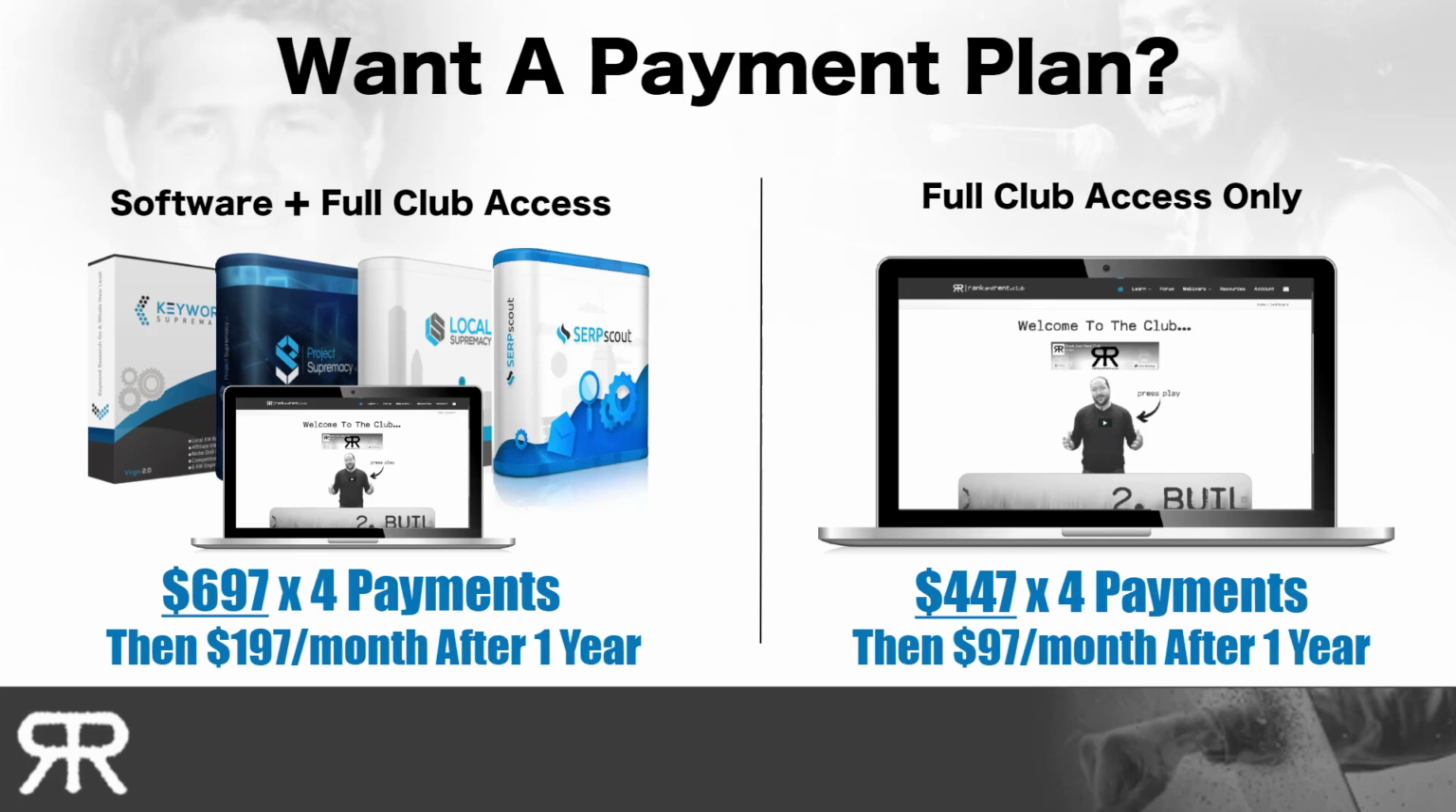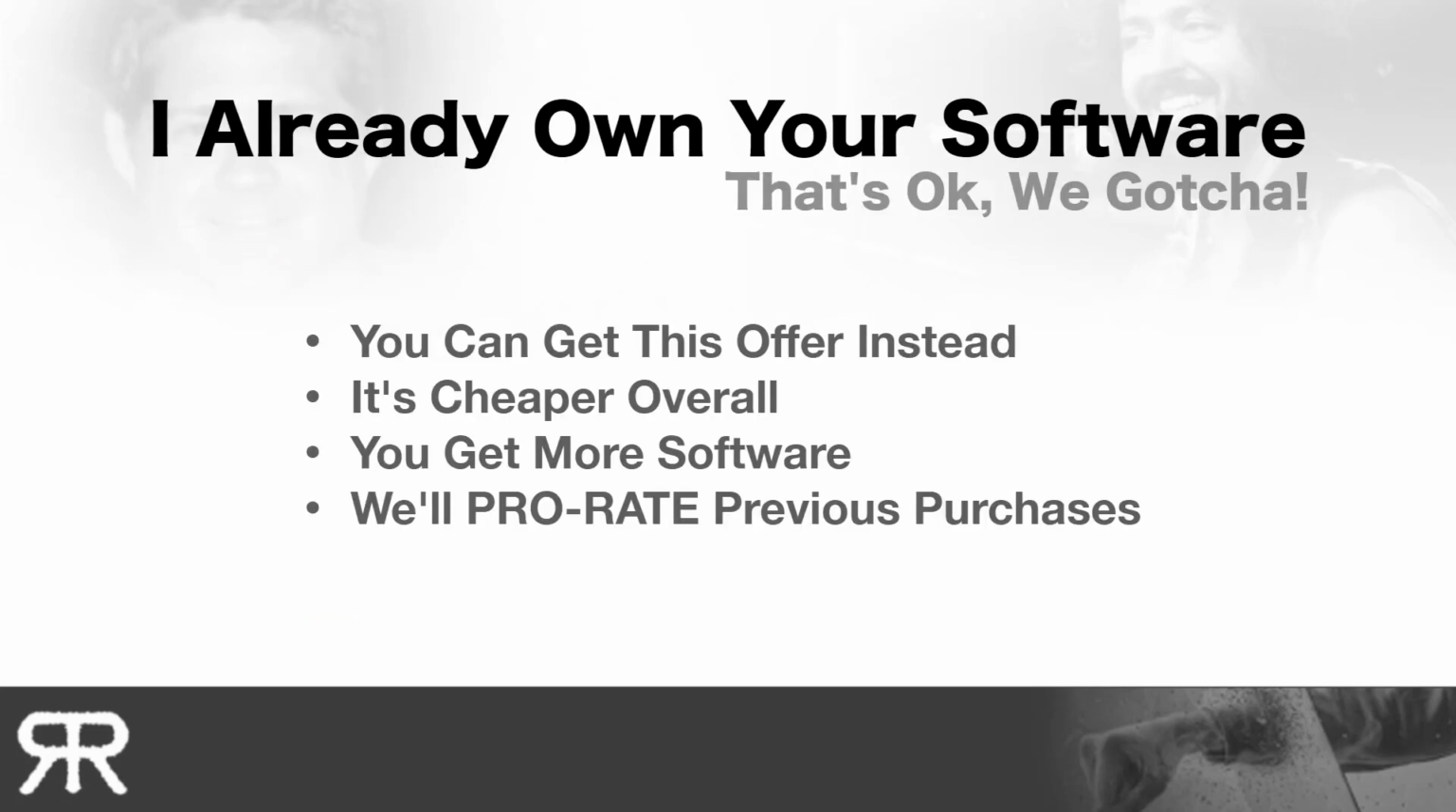If you guys need a payment plan, we also offer 4-pay payment plans for either option. Overall, they are a little bit more expensive than just the 1-pay, but you can get software and full club access for $697 over 4 payments, and then that would cover you for your full year. After that, it would be $197 a month, of course, after your first year. If you just want access to the full club access course content only, you can get in for $447 over 4 payments, and that will cover your first year. And then, of course, after the first year, it would be $97 a month after that.